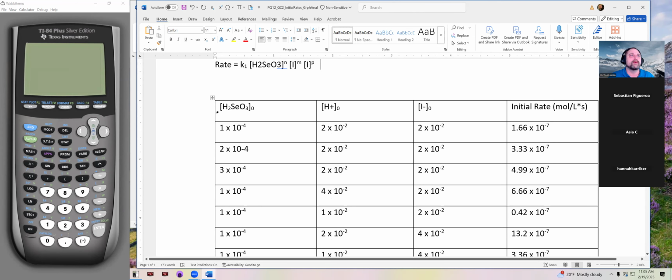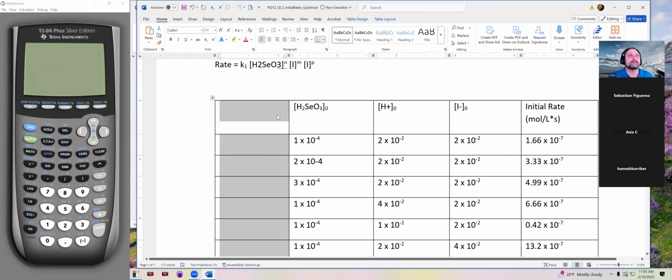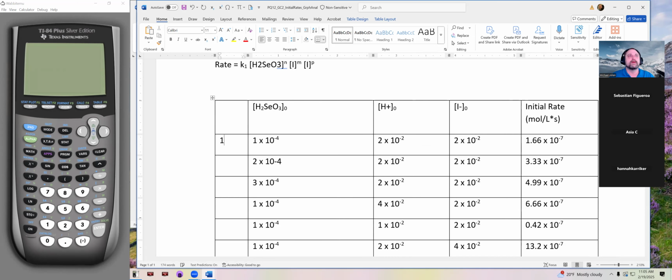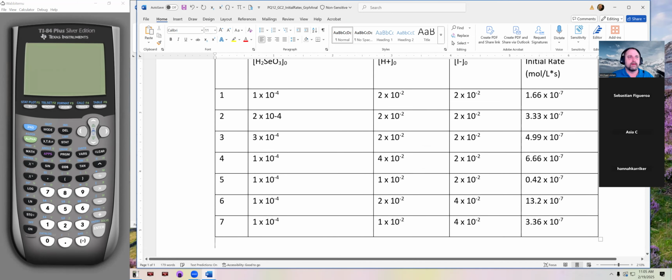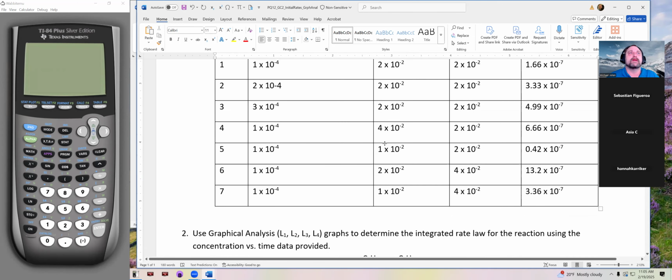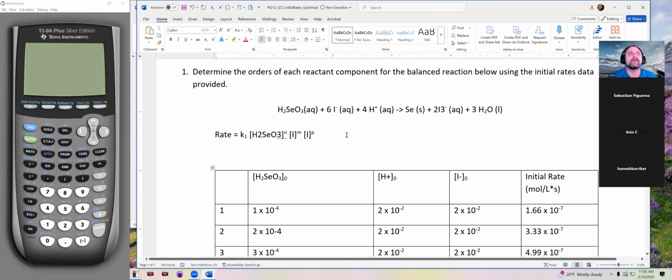Just while we're referring to them, I'm going to see if I can insert a column to the left, and I'm just going to number these reactions. They gave me 7 of these. They might not all be needed, but they did a series of 7 reactions. As we said last time, what we're looking for is to find the ratios of any 2 reactions where only one thing changes.